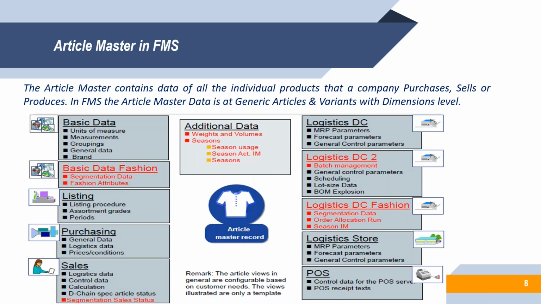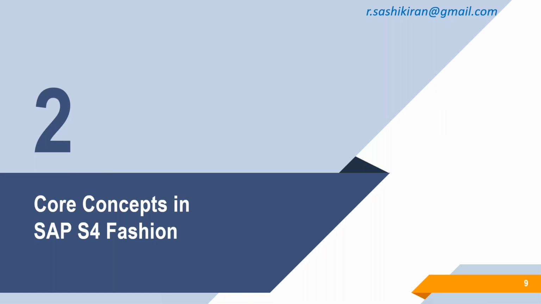In a similar way, if you look at the article master, apart from the standard views, we have FMS-specific views in the material master. Here we call it the article master, and the fashion-specific views that we have are in the basic data for fashion, logistics DC for fashion, and also sales for fashion.